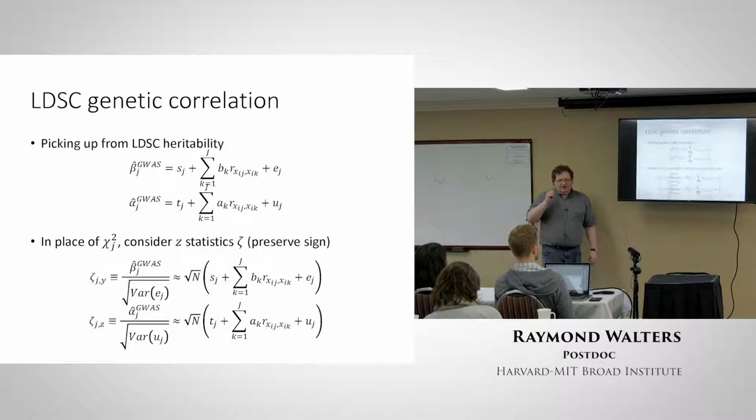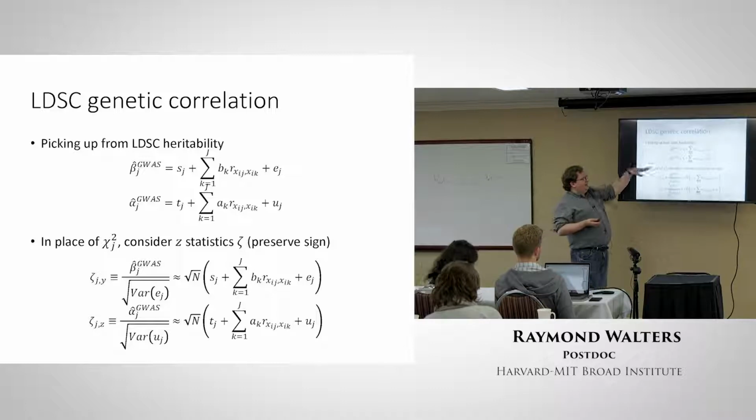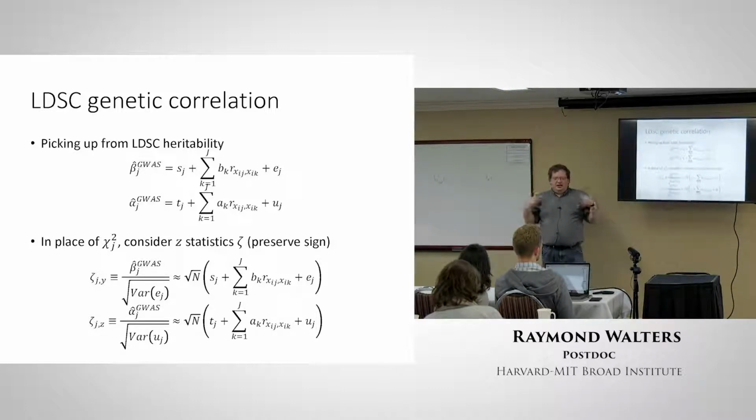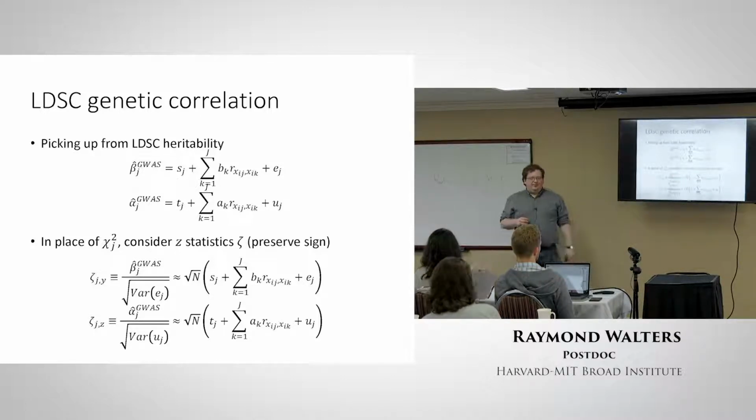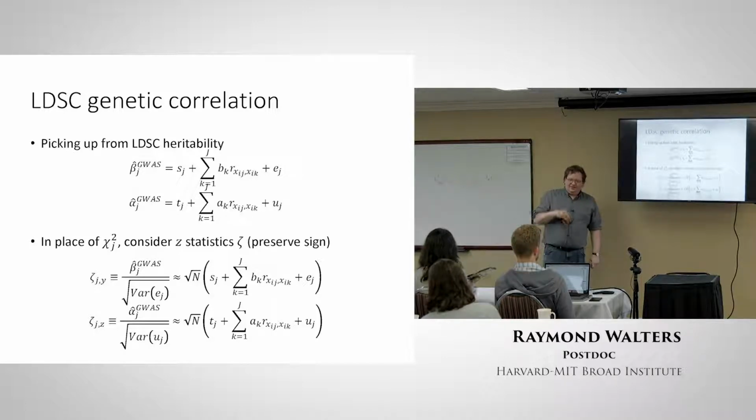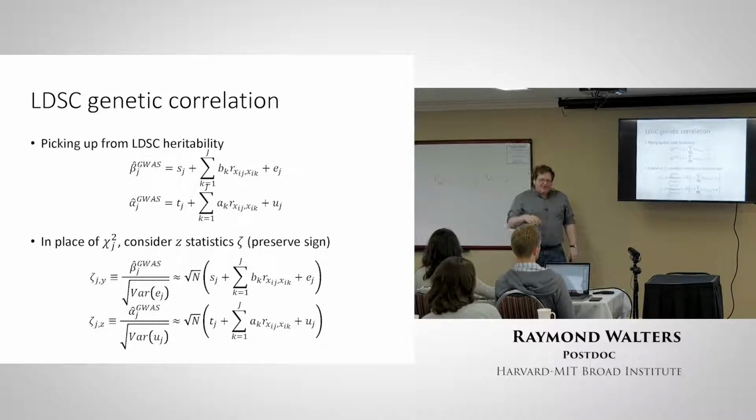Cool. And so if we pick up from our previous derivations for LD score regression in the SNP heritability case and the partitioned heritability case, we again have this expectation about the components in terms of the statement about what our GWAS estimates look like. And so we're going to say we have these GWAS estimates. We now have the corresponding Z statistics for those, so the beta over the standard error.